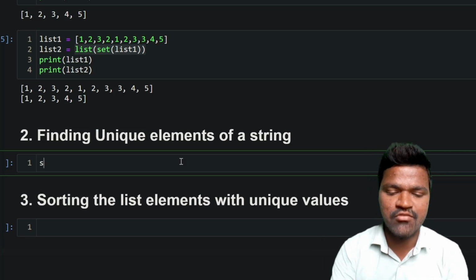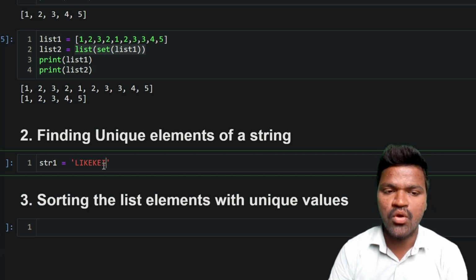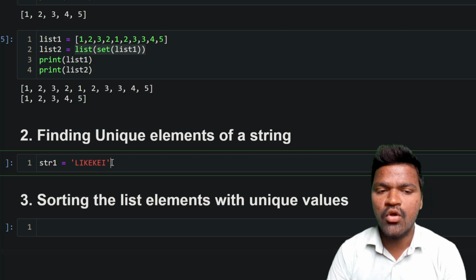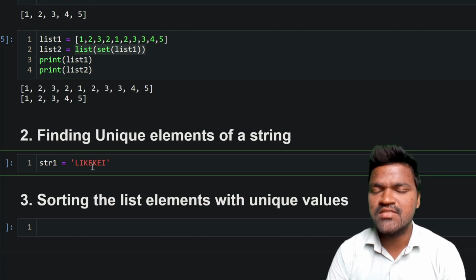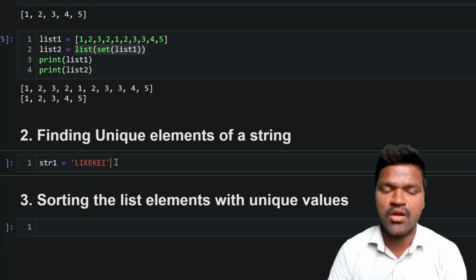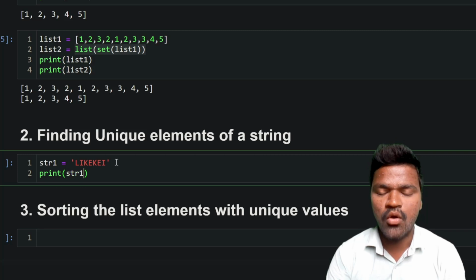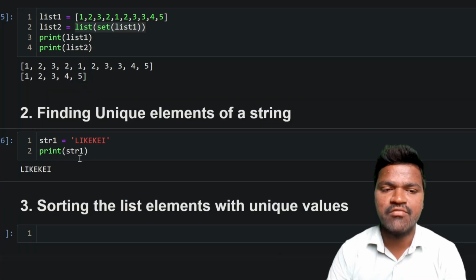So let us consider a string first. I am taking str1, and in this str1 I will consider some string, let's say like, and again I have ke, and again I have i here. I am taking all of these repeated values only to demonstrate that we have some duplicate values in this string. We have k and i repeating more number of times, right? So now if I print str1, I'm printing it to let you know that we have duplicate elements in this string, right?